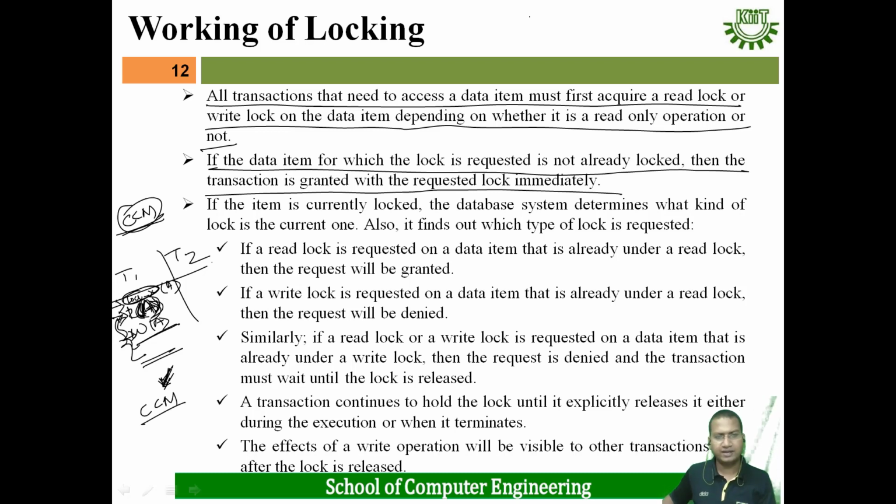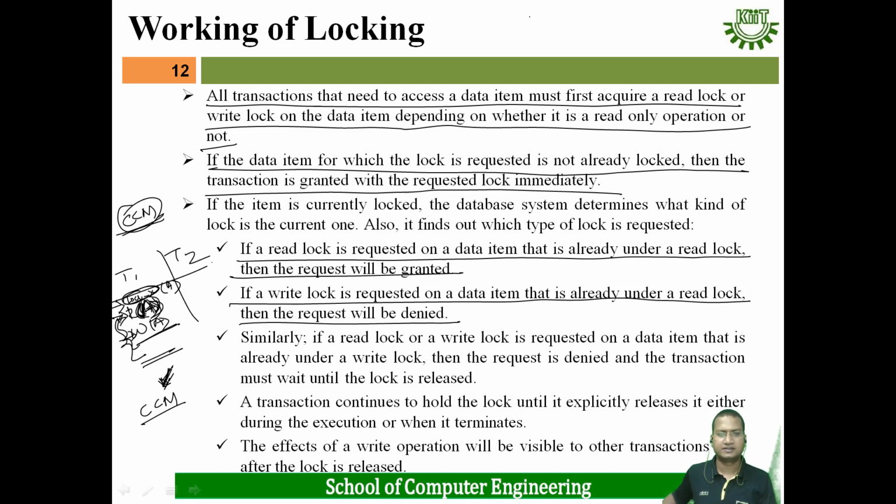Okay, in what way? One I have already discussed: if a read lock is requested on an item that is already under a read lock, then the request will be granted. If a write lock is requested on an item that is already under a read lock, then the request will be denied. This can be explained in this diagram: read lock, write lock, read lock, write lock.